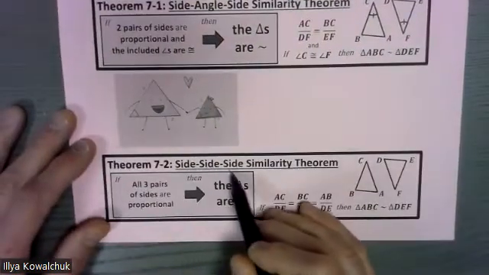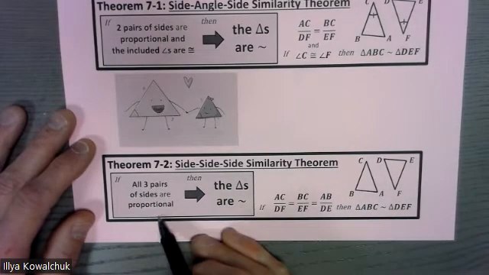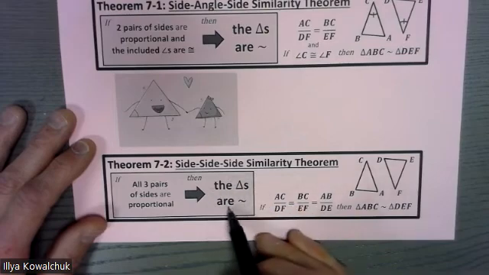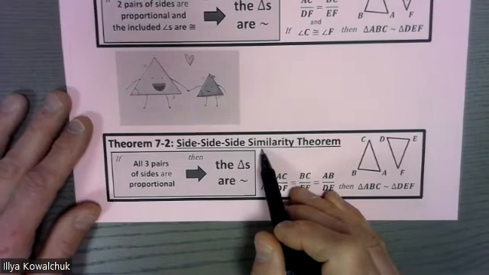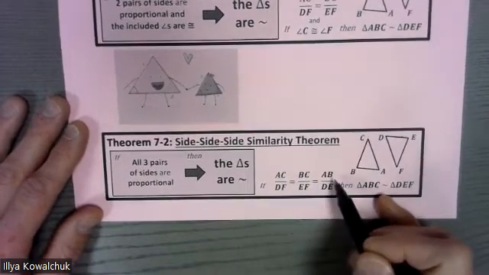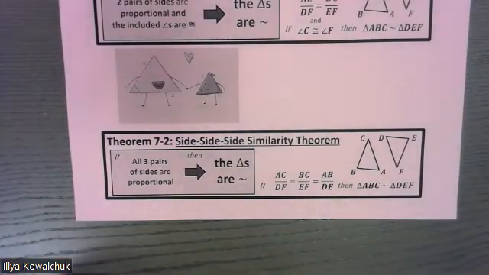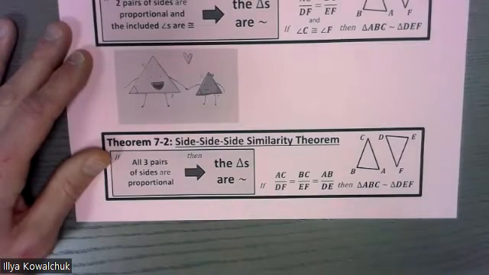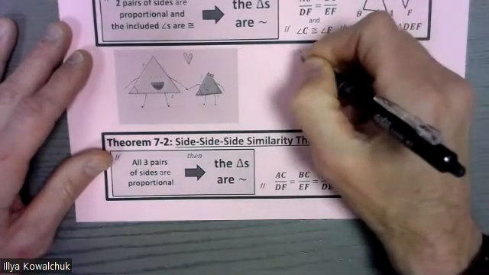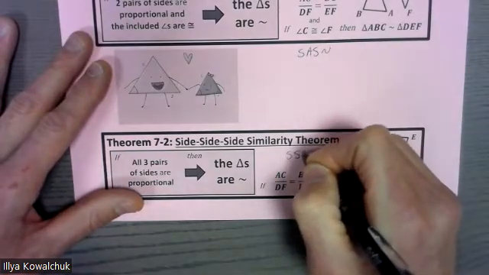Next one is going to be the side similarity theorem. This one says that if all 3 pairs of sides are proportional, then the triangles are similar. Now, this differs from side congruency because with congruency, they weren't in proportion to each other. They were just equal to each other. So we have to make sure that we're dealing with congruency or similarity and be sure to state them appropriately. The shortcut for this one would be side, angle, side, similarity. The shortcut for this one would be side, similarity.